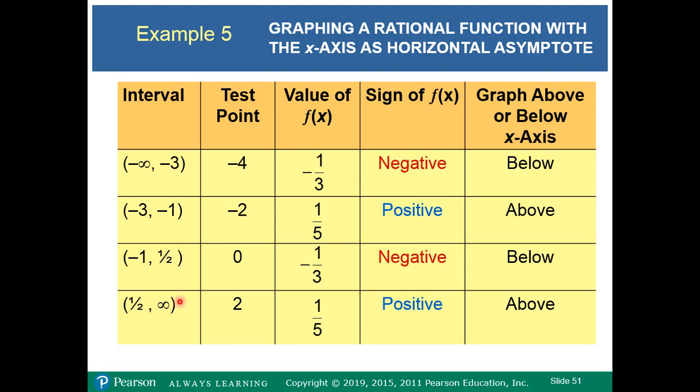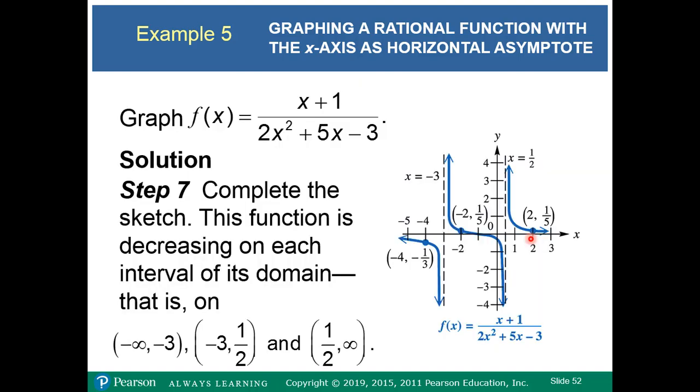So what do we do? We evaluate a test point. We pick a test point within each one of these, and we evaluate the function at that test point. Here, we get a negative number, right? Here, we get a positive number. So the next thing is we look at the positive and negative. If it's negative, we know we're below the x-axis. If it's positive, we're above. And so that tells us how to sketch this thing. And this is what we get.